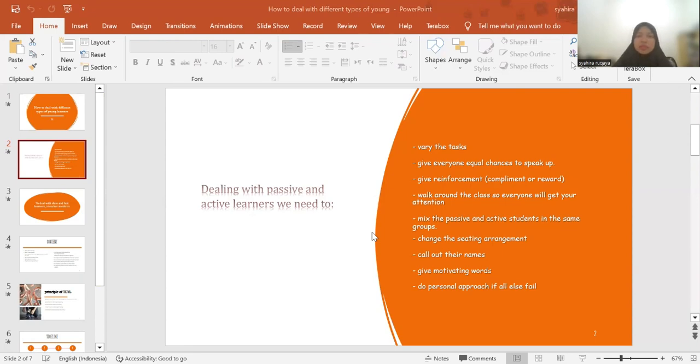We can combine listening, speaking, writing, reading, vocabulary, or grammar. So in each text that will be given, we can combine various types of skills such as listening, reading, writing, using grammar, mastering vocabulary. This can help active and passive students to improve their English.